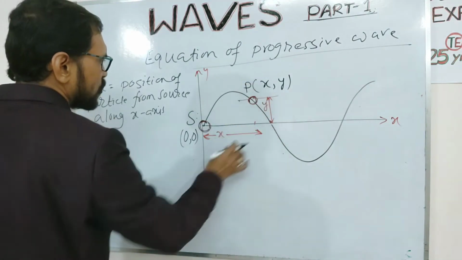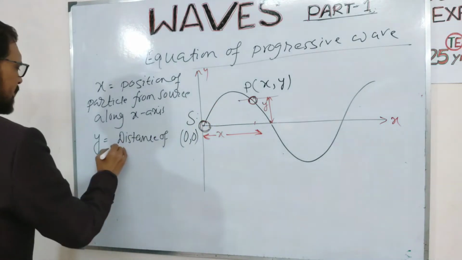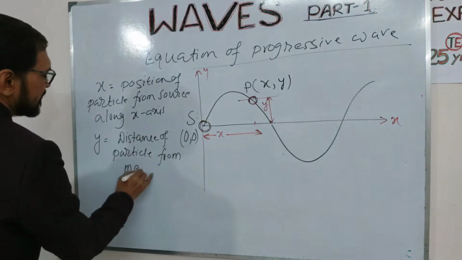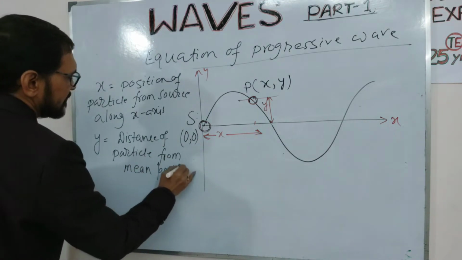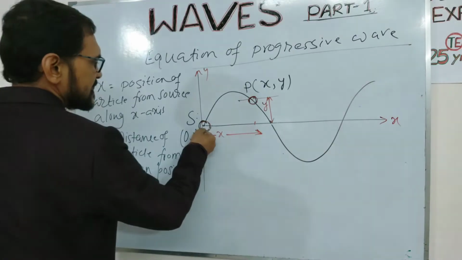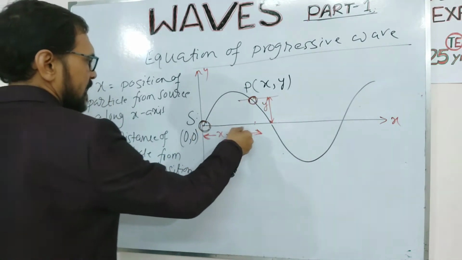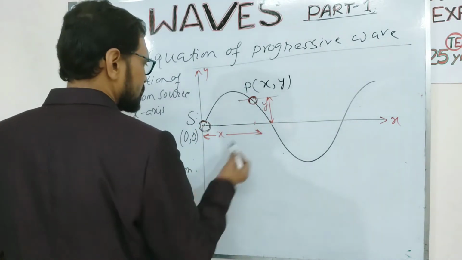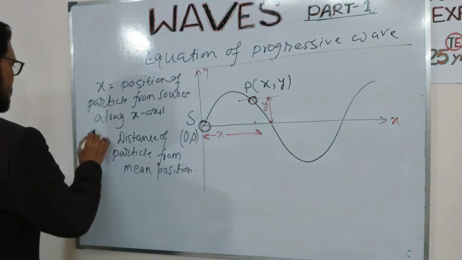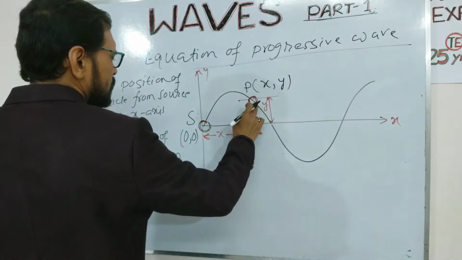So we define y as the distance of the particle from the mean position. That is, y is the displacement of the particle from the mean position, and x is the distance of the particle along the x-axis from the source. For every particle there is a value of x and also a displacement y. Now we have to find the equation of y.